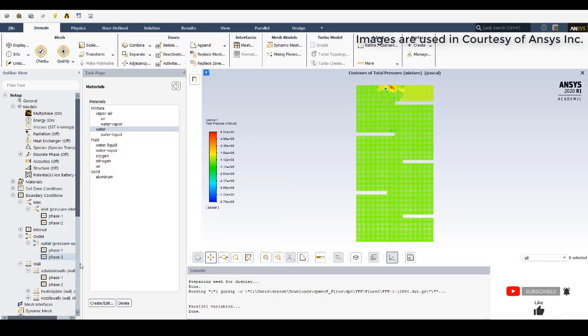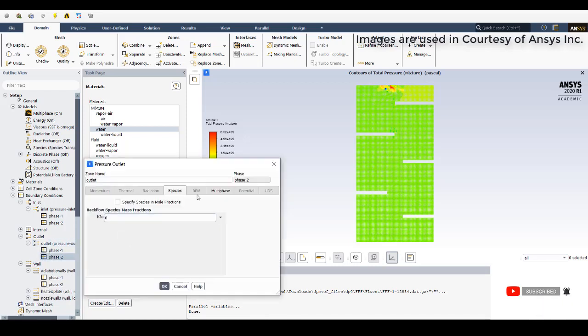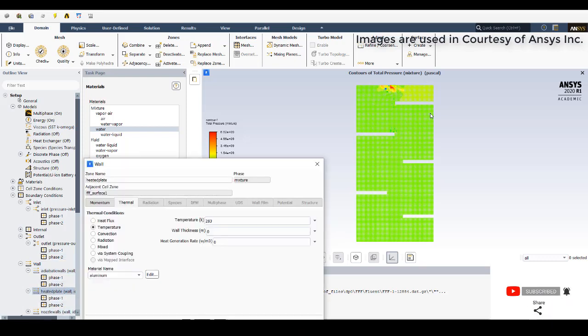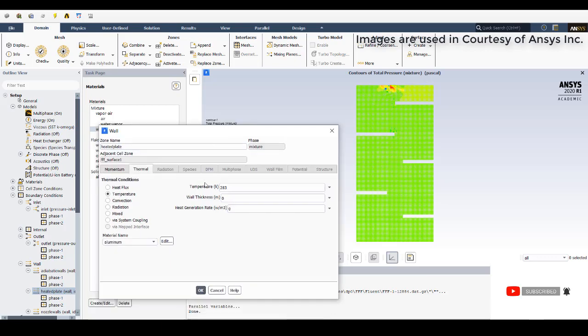In phase 1, you need not mention anything, you can mention it in phase 2 itself. So the multiphase fraction is 1. So there is only phase 2 at the backflow condition, with species water vapor as 0. So there is only air coming from the backflow condition, there is no water vapor. After that go to the heated plate. Heated plate means these rectangular plates. I have given the temperature of 283 Kelvin. Click OK.